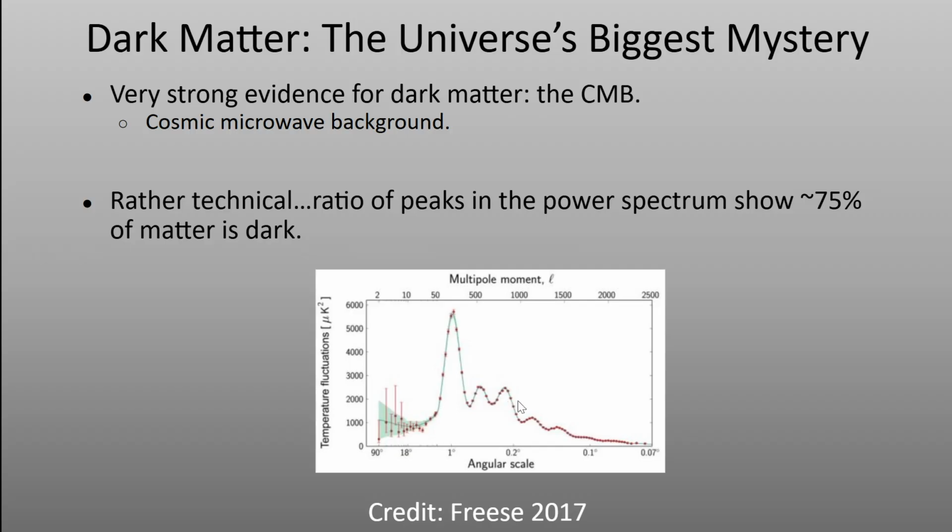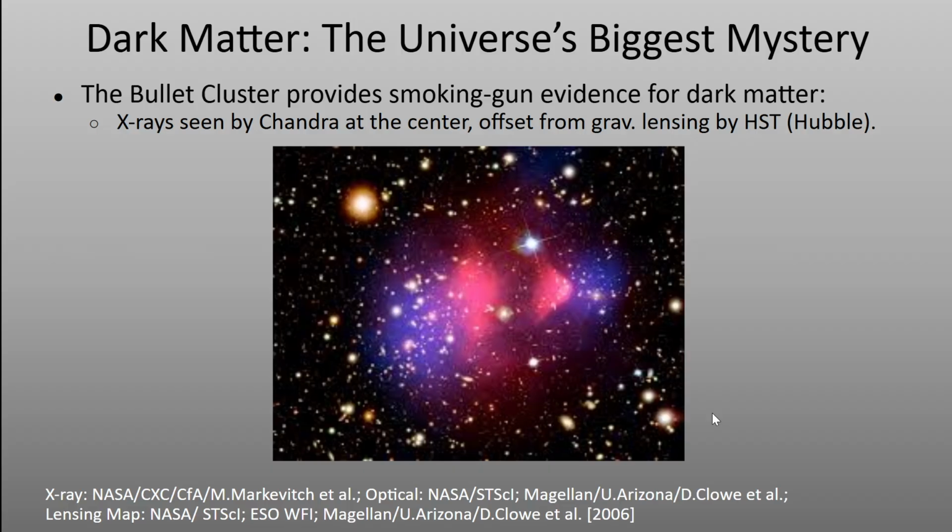So we'll explain this a little bit more later, but this ratio of peaks, really like this first peak to the second and this ratio of the second to the fourth, indicates that most of the matter in the universe is dark, let alone most of the energy density being dark as well.